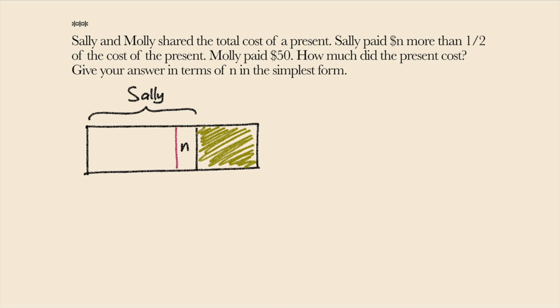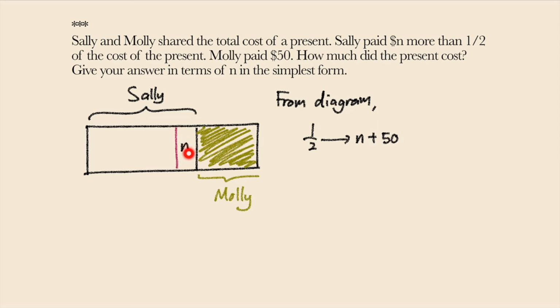Now, what's this then? That's Molly's share, and we are told that that's $50. Well, what we can say from this point is from the diagram, half is made up of $50 plus N. Molly's share, $50 plus N. That represents half. Question, how much did the present cost? Wouldn't that be the full 2 units? So if 1 unit cost N plus 50, what's 2 units? That would be 2N plus $100.